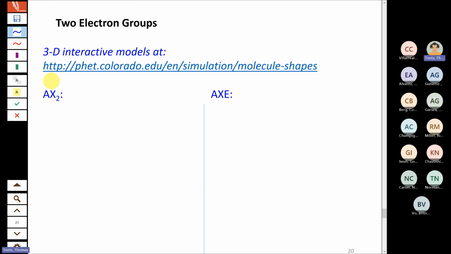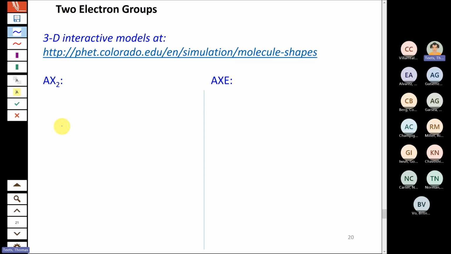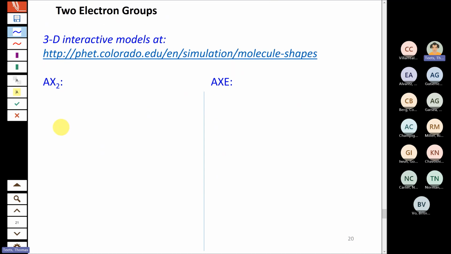You should know how to draw these, but this simulator is really good here. So we're going to start with 2 electron groups. One electron group, hopefully you understand, is trivial. That's just 2 atoms bonded together. They have to be linear. There's no other way about it. But with 2 electron groups, they could be linear, or as I said, they could be bent.